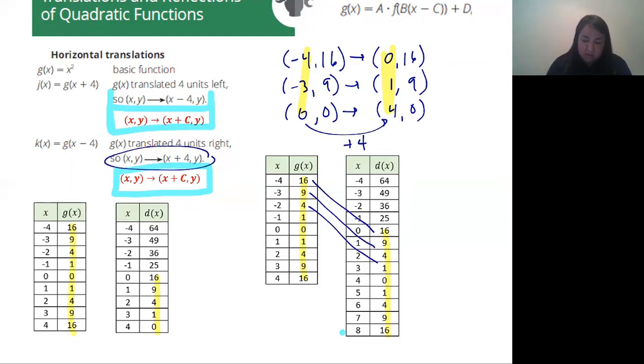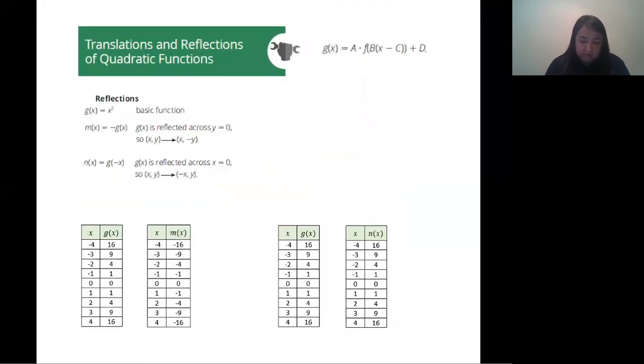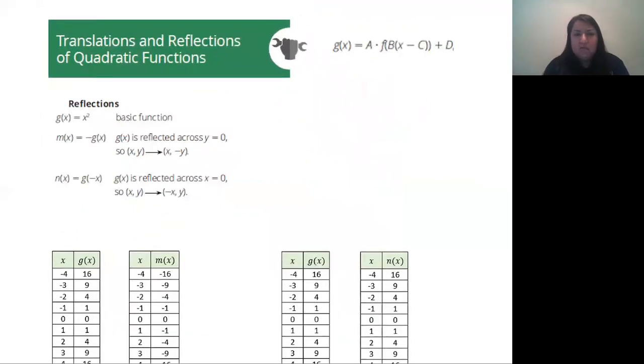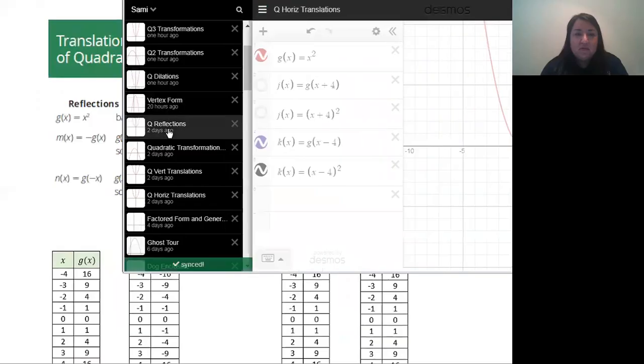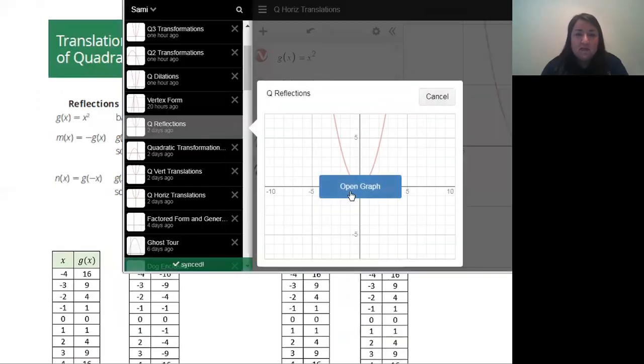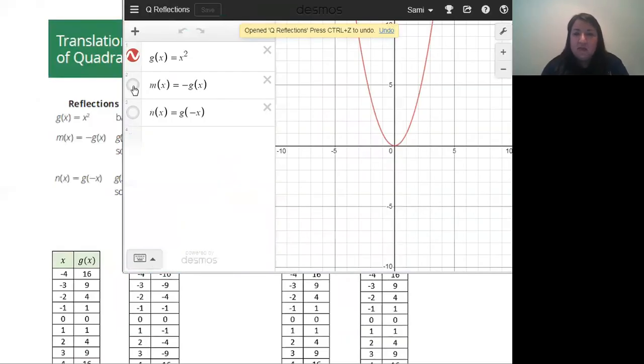Okay, now reflections. So now I'm multiplying outside the function by negative 1 and inside the function by negative 1. So graphically, what is happening? So if I move over to my graph of reflections, when I multiply by negative 1 outside the function, I'm reflecting my graph across the x-axis. So it becomes its opposite, just flipped over the x-axis from where it started.